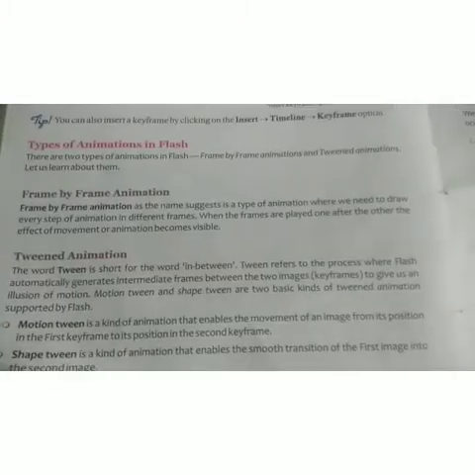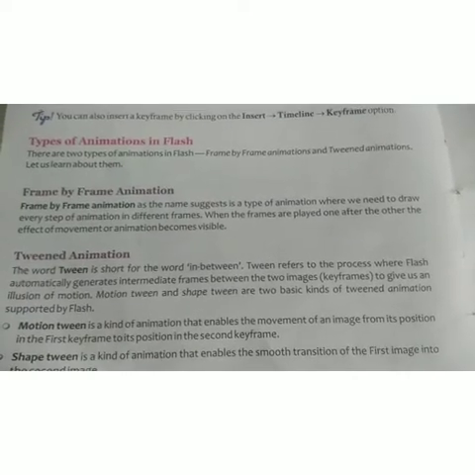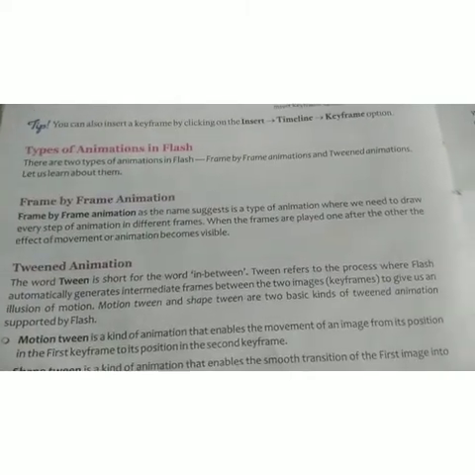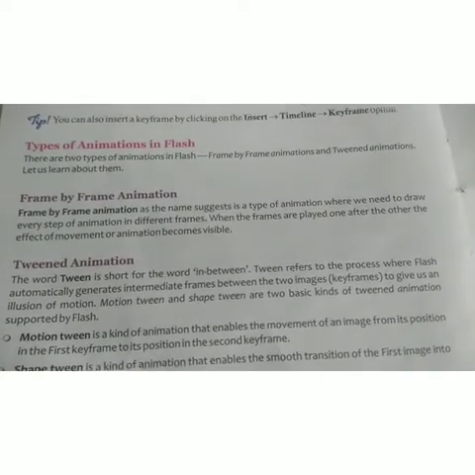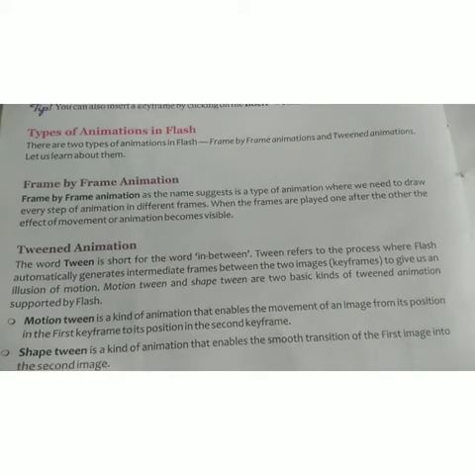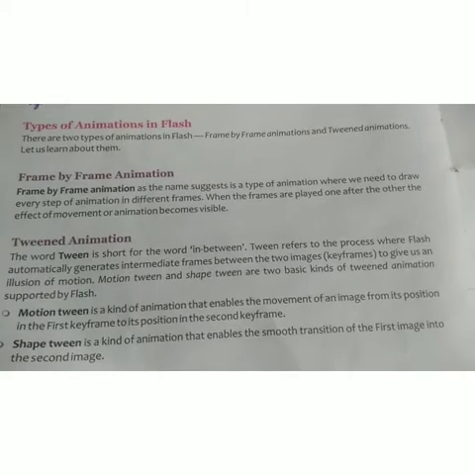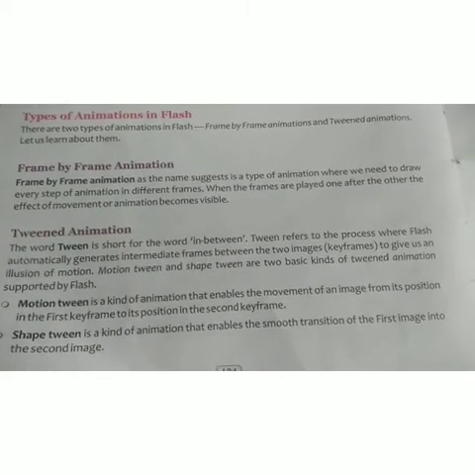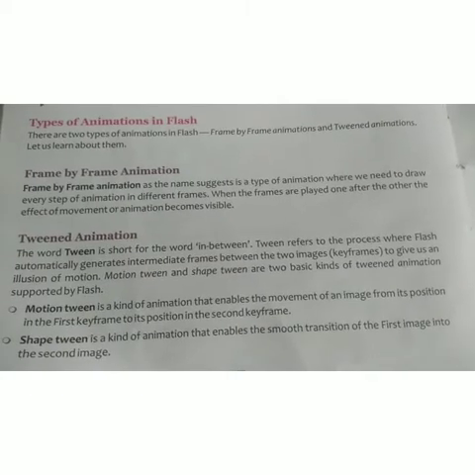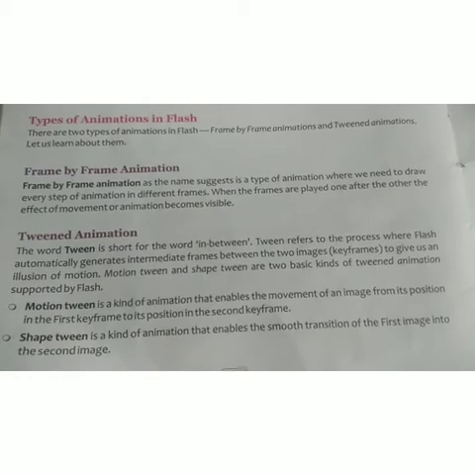Then the next and last topic for today is types of animation in Flash. There are two types of animation in Flash: frame by frame animation and tweened animation. Let us learn about them. First, frame by frame animation. As the name suggests, it is a type of animation where we need to draw every step of animation in different frames. When the frames are played one after the other, the effect of movement or animation becomes visible.